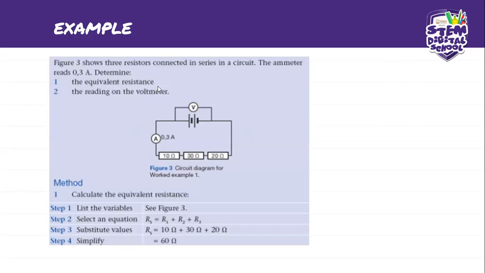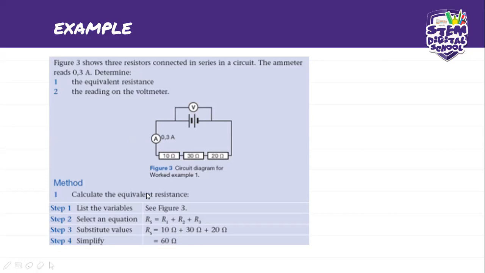So what do we know about this? We know that our current, we don't have to calculate it because it's the same in a series circuit. So here it's also going to be 0.3 amps, because the current is the same in the whole circuit in a series circuit. So the equivalent resistance here is going to be Rs equals R1 plus R2 plus R3, and that is going to give us an answer of 60 ohms.